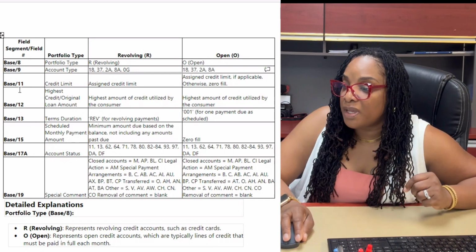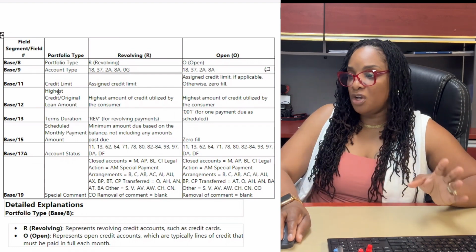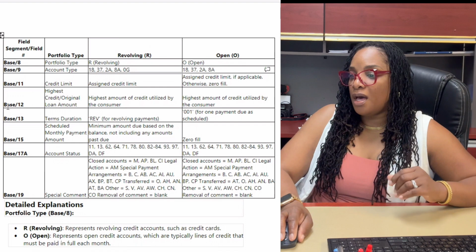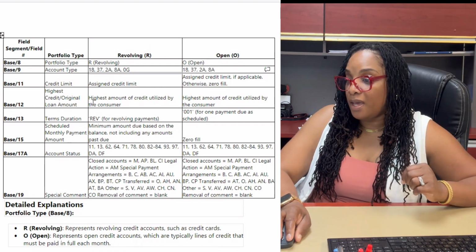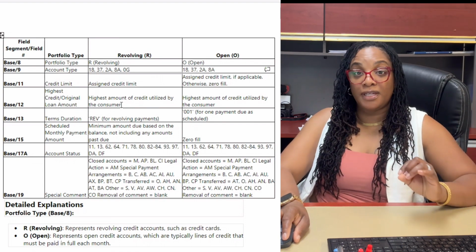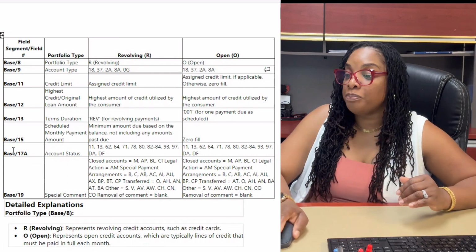So base segment field 11, credit limit, assigned credit limit. There's no other codes for that. It's just base field 11. Base field 12, your highest credit, original loan amount, highest amount of credit utilization by the consumer. That is a required field, but there are no other codes for that.